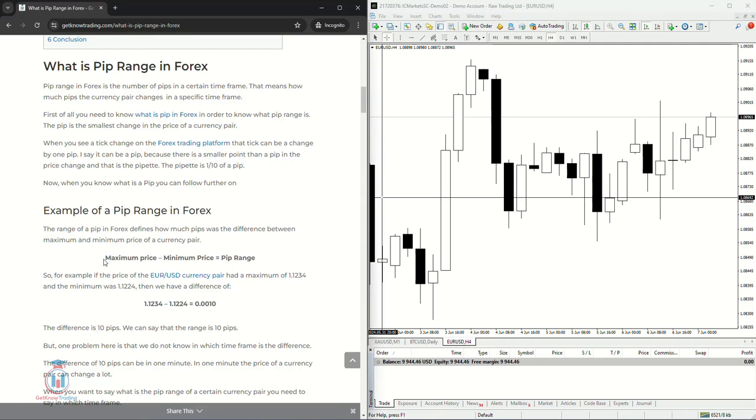Here on the left side, you can see inside the article that says the Pip range is the maximum price minus minimum price. So if you have an example of the EURUSD which has 4 decimal points, which is equal to 1.1234, and the price has the minimum 1.1224, then we have a difference of these two. When we subtract them, we get the difference. On the third decimal point, it says 10 pips. So the Pip range for this price change is 10 pips.